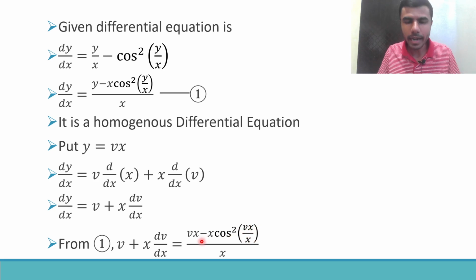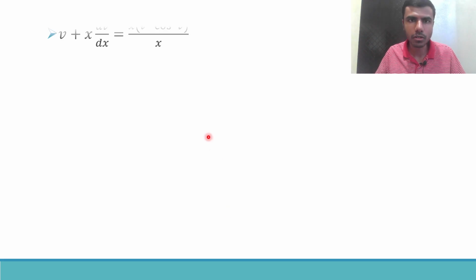Now here there is vx and here also there is x into something. So in these two terms I can take x common. If I do that, I'll get x into v minus cos square v, divided by x. Now this x and this x will get cancelled.